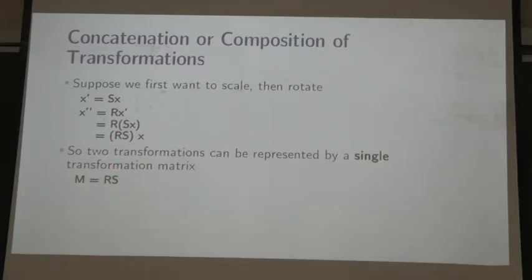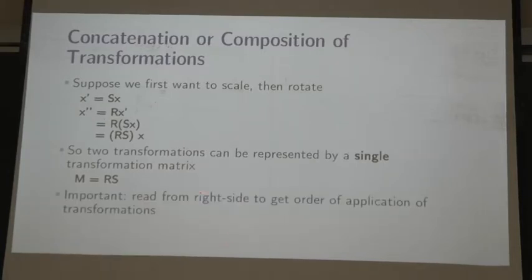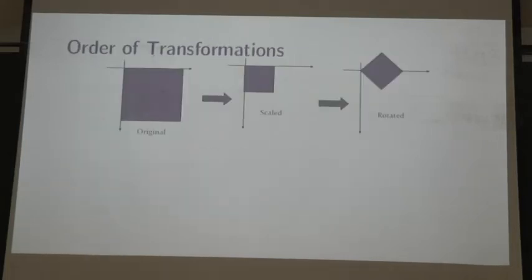The point I'm making here is that two transformations can be represented by a single transformation matrix. I'll call it RS. Remember, when I write M is equal to RS, S is applied first, then R. So if you want to read a composition of transformations, you read it from right to left, not from left to right. It's important to read from the right side to get the order of application. Why are we talking about order? Is order important?